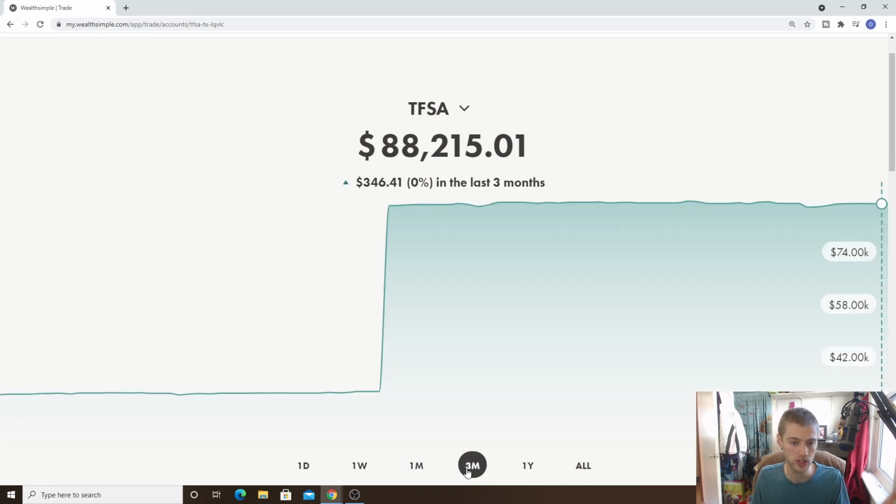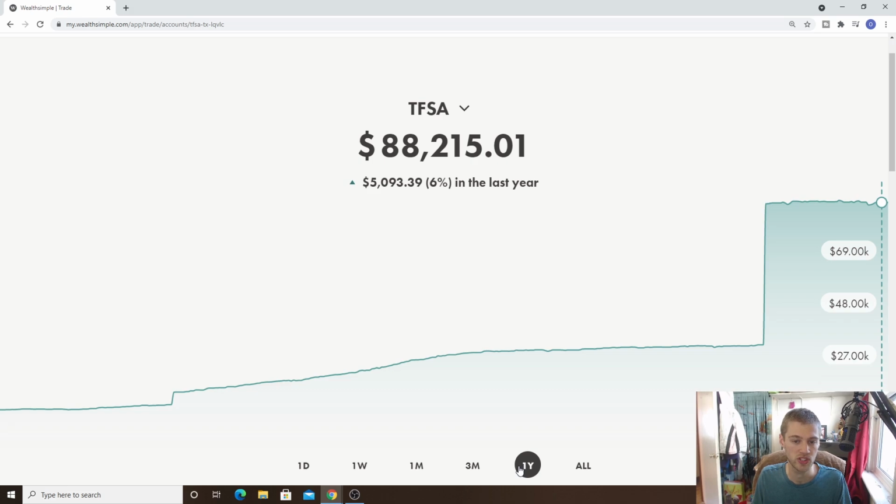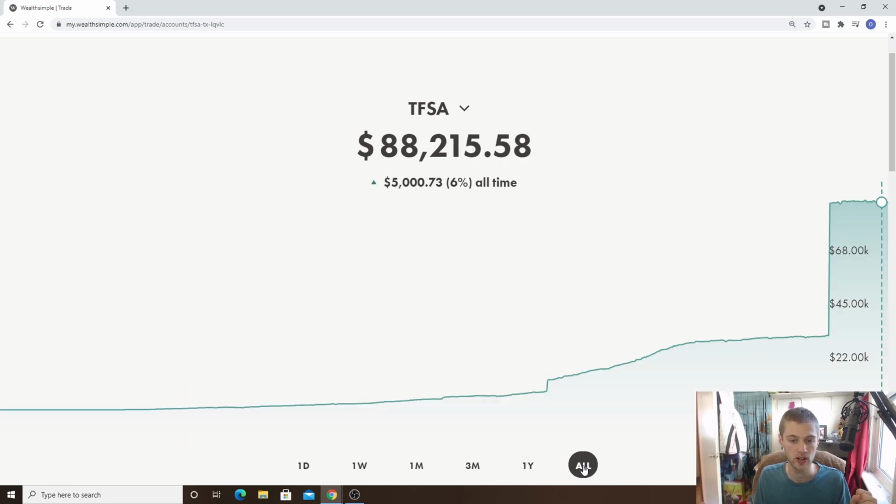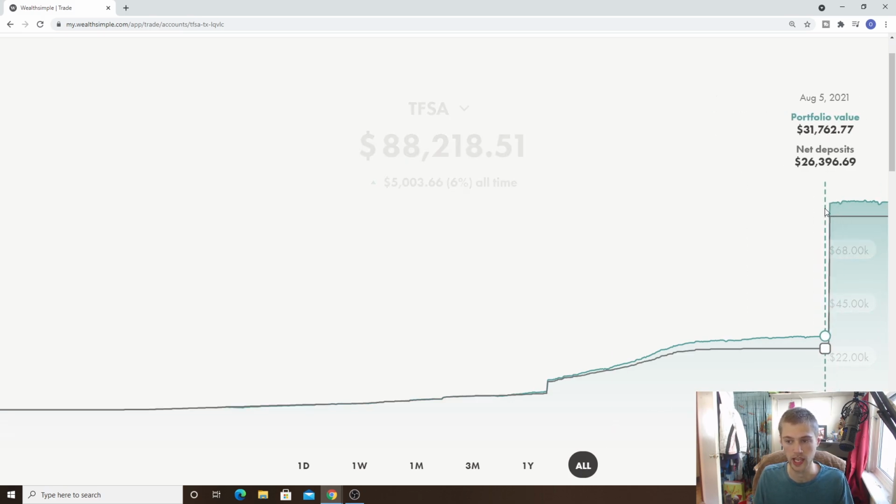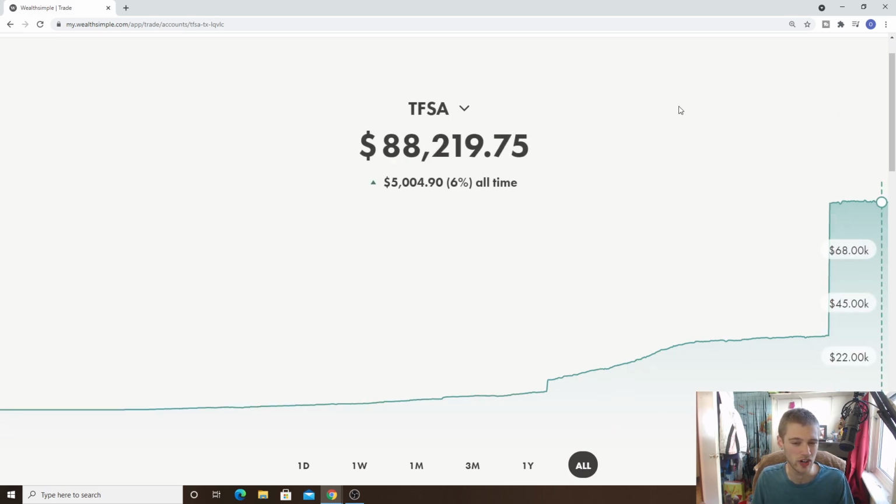Over the past 3 months, we're still up a little bit, and over the past year, we're up 6%, and all time, this portfolio is up 6%. Keep in mind, we do have that big deposit that came in August, so those earnings aren't really factored in here. But yeah, this is basically the first time this year, over the past month or so, that we've seen a dip inside our stocks, so it's kind of interesting.